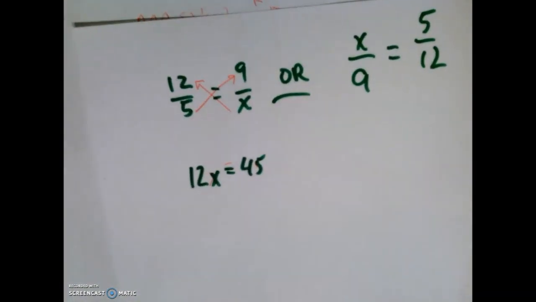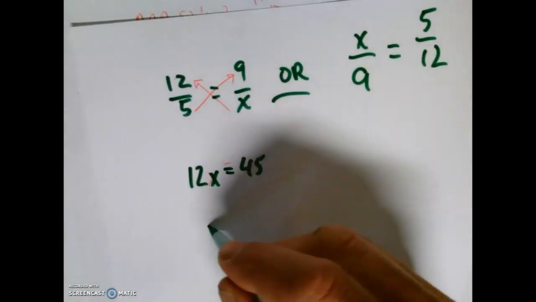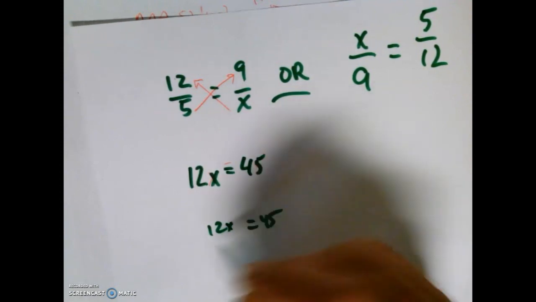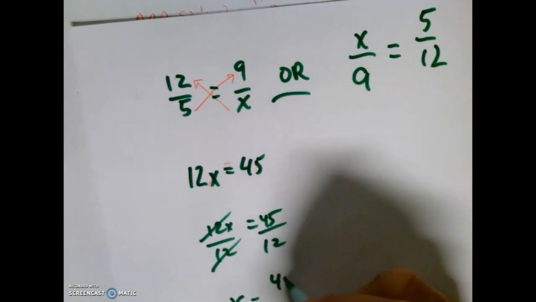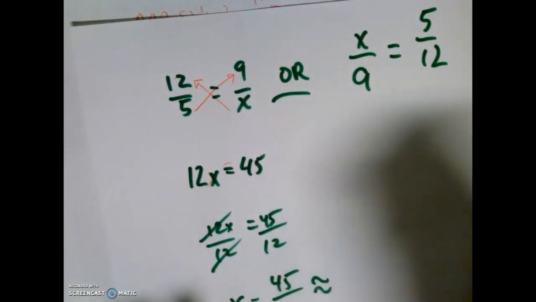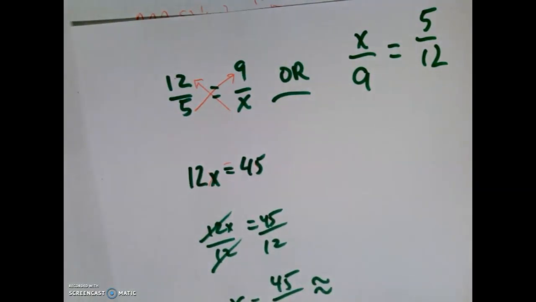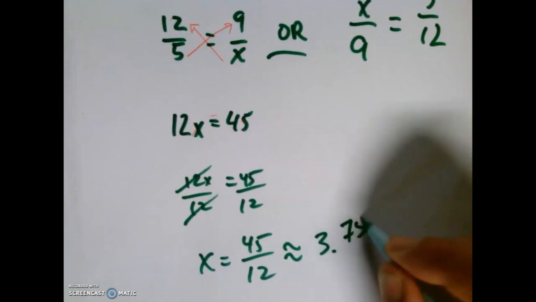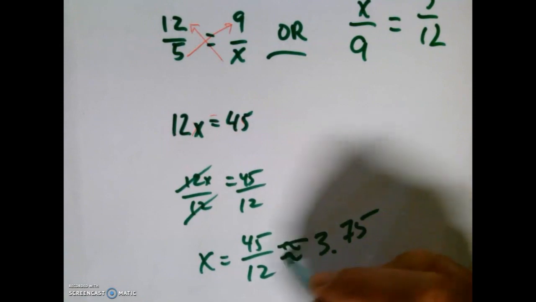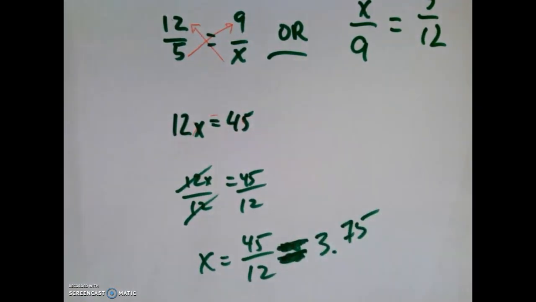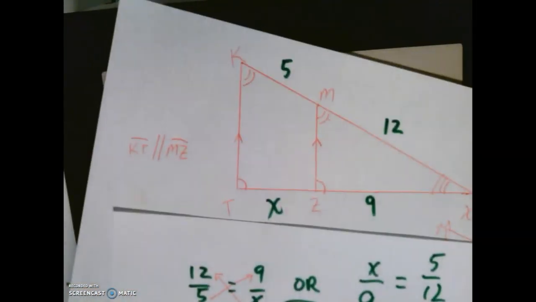Now, we're trying to get x alone, so divide both sides by 12. x equals 45 over 12, or approximately 3.75. In fact, this one divides nicely. It doesn't continue. You only need that approximately if you're rounding off. Okay, so that's what it is. That's how you can solve triangles.